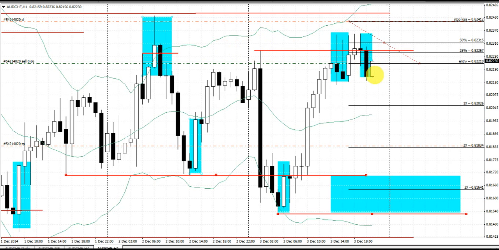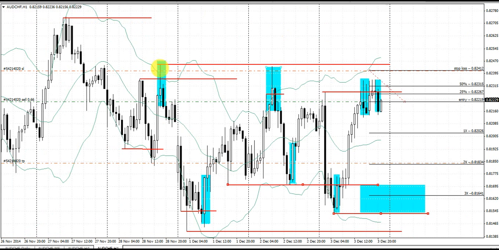the Aussie Swiss. Okay, so let me explain to you why I took the entry where I did and not right in this area here. First let me zoom out and show you that this is a very significant level. There was a stop hit pattern here. This was an outer zone bounce. So this is a really significant zone.